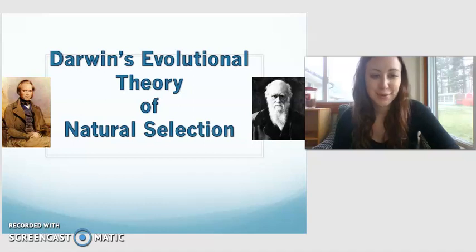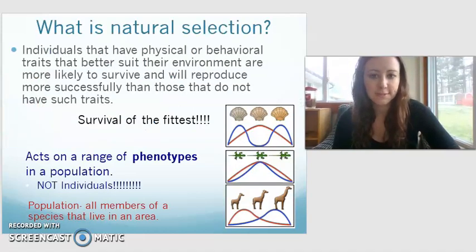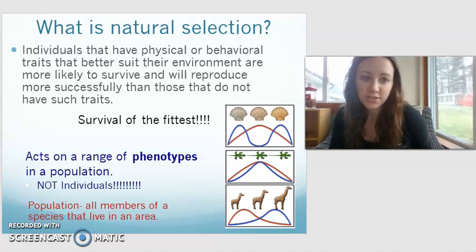All right, so here we go with Evolution Screencast 2, Part 2. Looking at Darwin's theory of natural selection. What is natural selection? We said survival of the fittest. The individuals that are more well suited for their environment are going to be the ones that survive and reproduce. This acts on a range of phenotypes, not individuals.